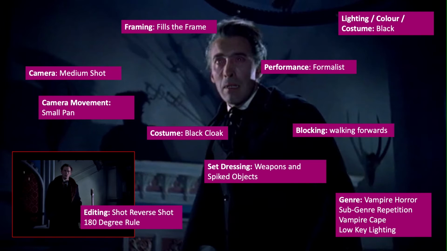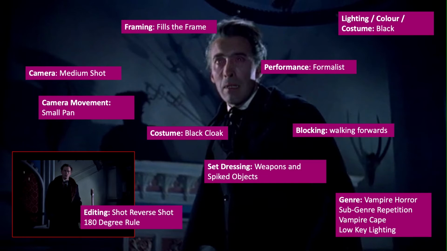In terms of blocking, he is walking towards the main character. He's going to attack him at some point. So we have a small panning shot here, so just to show his movement that he's getting closer to his victim. In terms of set dressing, there's weapons and spiked objects, just to reinforce that this vampire is dangerous.